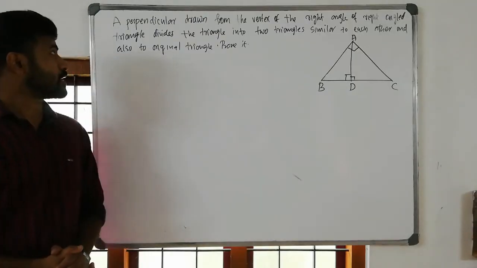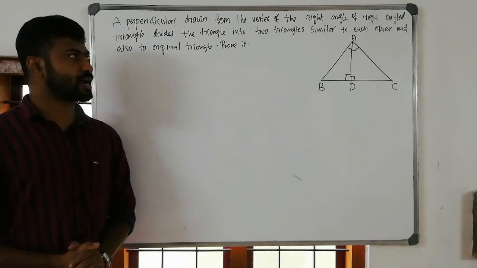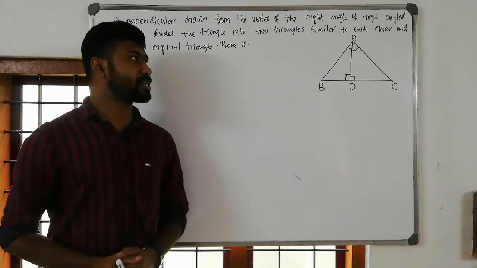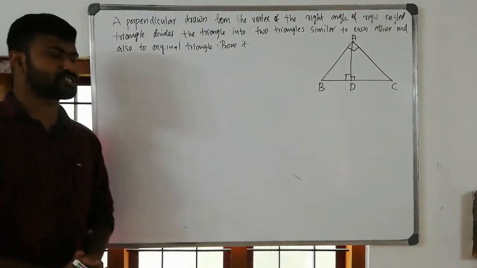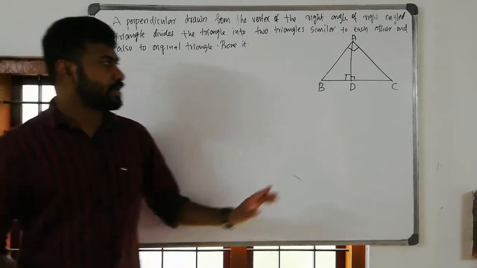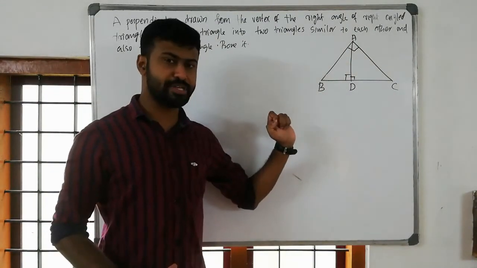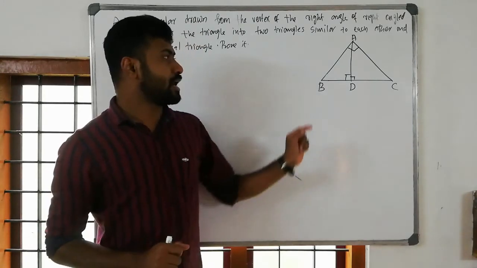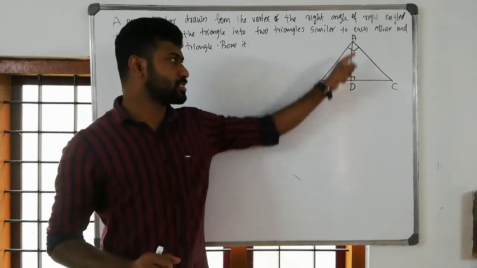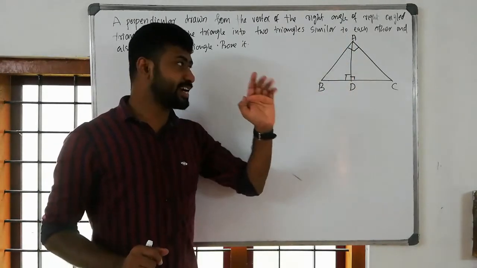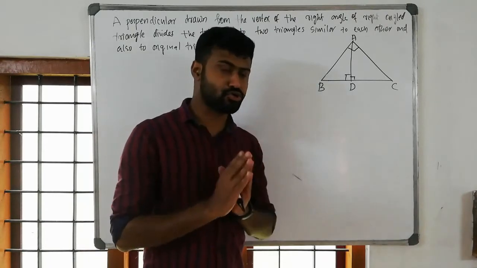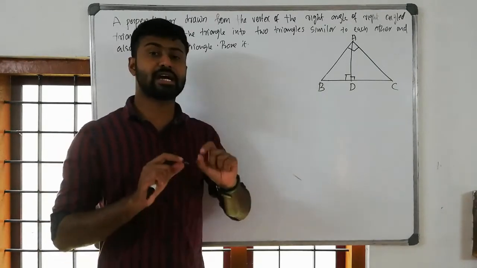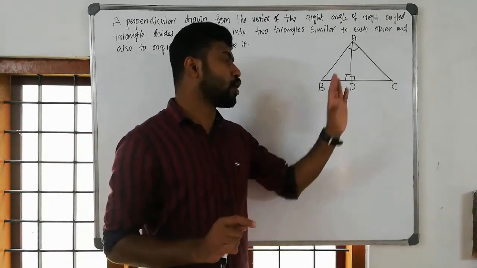Next question. A perpendicular drawn from the vertex of the right angle of a right angled triangle divides the triangle into two triangles similar to each other and also to the original triangle. Prove it. Here we have a triangle ABC. This is a right angled triangle, right angle at A, and a perpendicular from A to BC is drawn. That perpendicular is AD. The line AD divides the original triangle into two triangles, triangle ADB and triangle ADC. We have to prove that these two triangles are similar and which is similar to the original triangle.